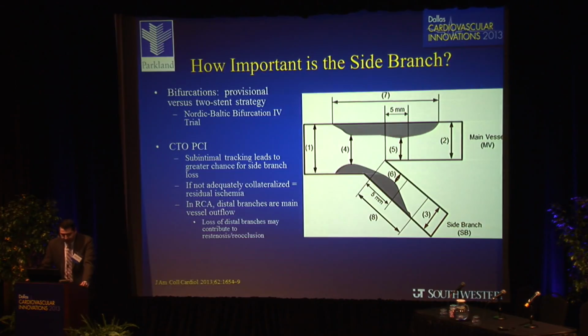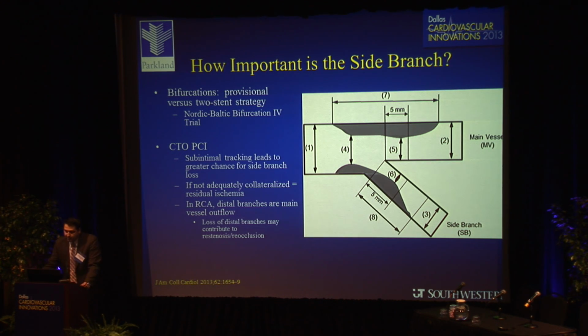So how important is the side branch in PCI in general? I think this is the main question that is posed in all the bifurcation trials that we know, using this provisional strategy versus an upfront two-stent strategy and taking care of bifurcation lesions. And I think we have some early data that shows potential trends in the two-stent strategy, but longer-term outcomes are still needed.